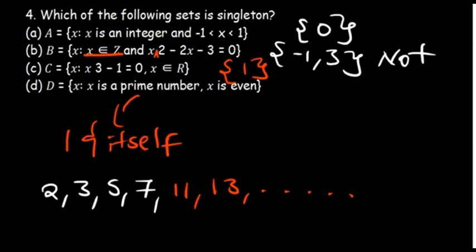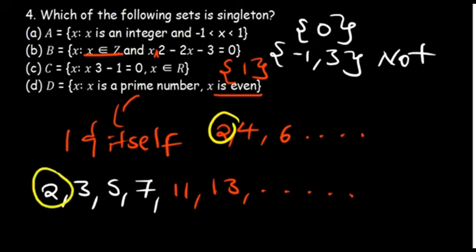Even numbers, on the other hand, are numbers that are divisible by 2. They don't give any remainder when divided by 2. So we have 2 itself, 4, 6 going up. If you compare these two sets, there is only one number that is both a prime number and an even number, which is just 2. So the last set is also a singleton.